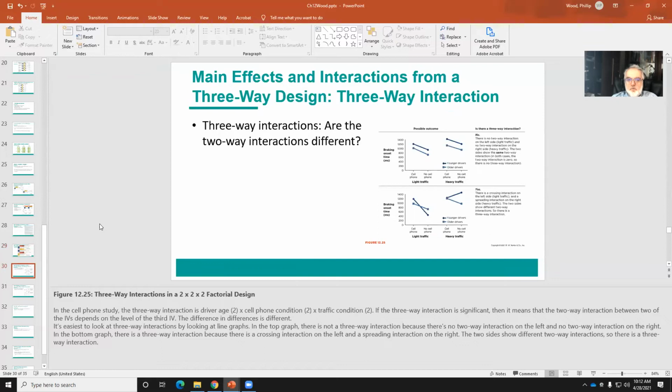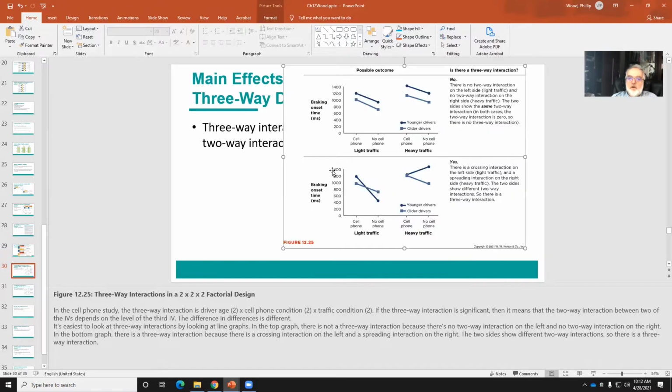And when you have a three-way design, you can ask the question: are the two-way interactions different? In this particular situation, this is what we have going on. There's no two-way interaction on the left-hand side and no two-way interaction on the right-hand side. That is, you have the same two-way interaction across these two groups. There is, however, a main effect for light traffic versus heavy traffic. The braking onset time is longer in heavy traffic conditions than it is in light traffic conditions.